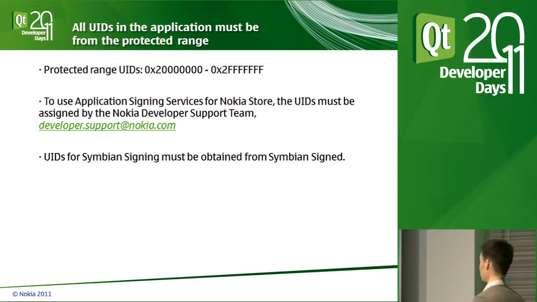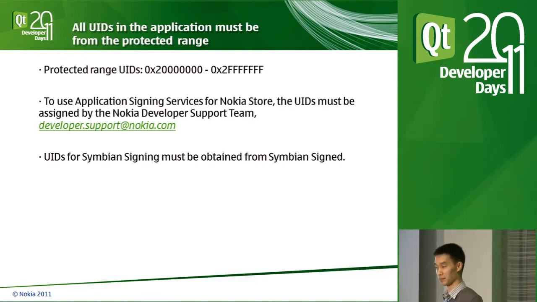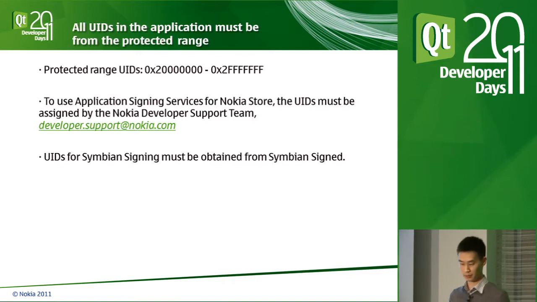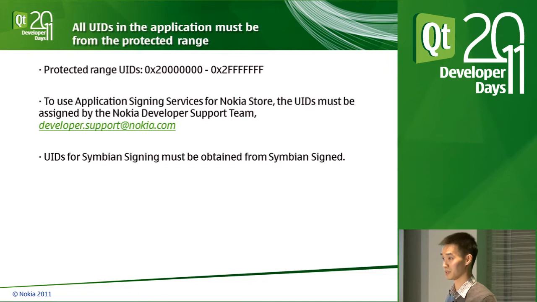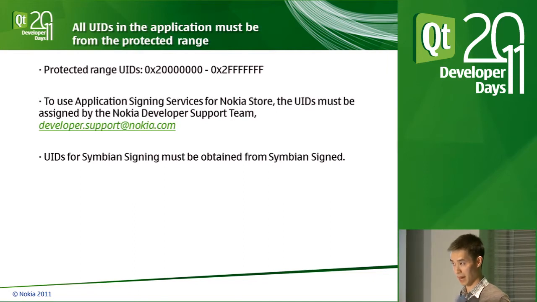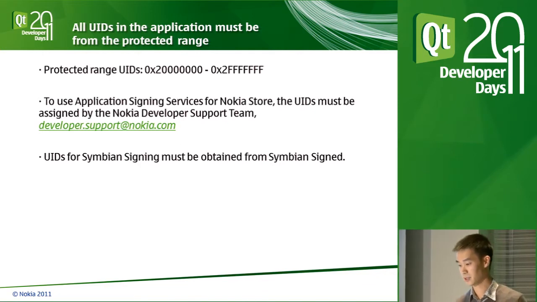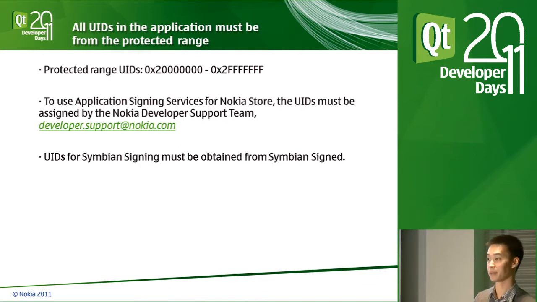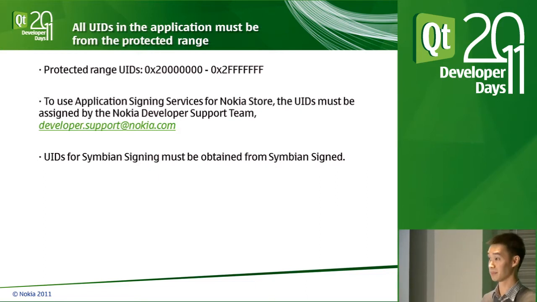You can send an email to developer.support@nokia.com to request the UIDs from the protected range. And also, you will receive a developer certificate key pair that you can use to test your application, which uses the protected UID. Alternatively, if you are submitting your application to Symbian Signed, then you should obtain the UID from Symbian Signed.